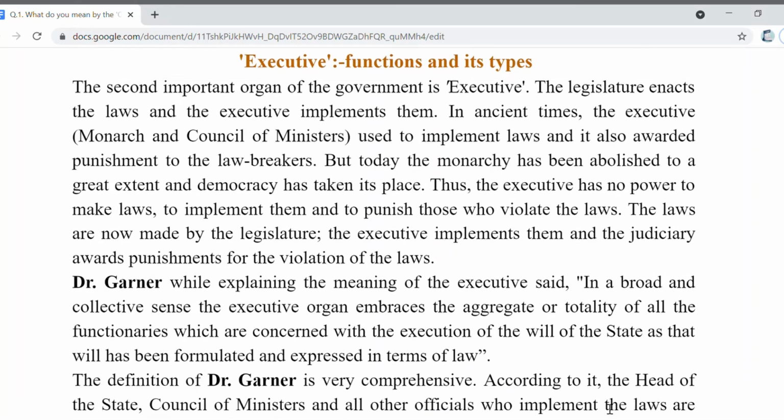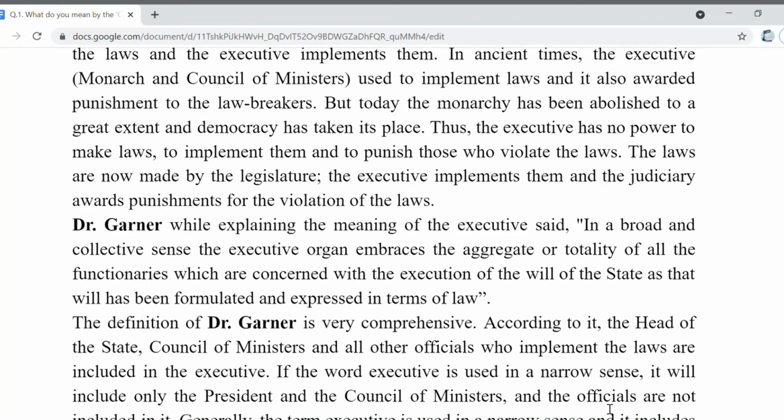Dr. Garner explaining the meaning of the executive said कि जो broad or collective sense executive organ embraces the aggregate or totality of all the functionaries which are concerned with the execution of the will of the state as that will have been formulated and expressed in terms of law. So according to it, Dr. Garner said कि जो head of the state है, council of minister and all other officials who implement the laws are included in the executive. Executive के time में ये तीनों included होते हैं.